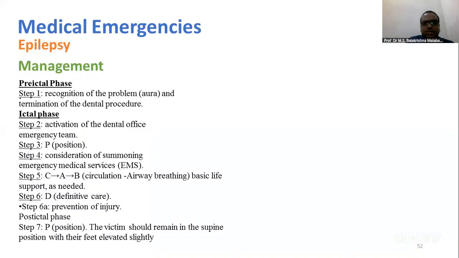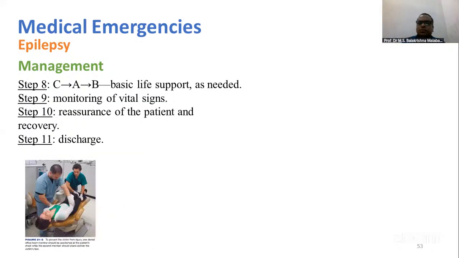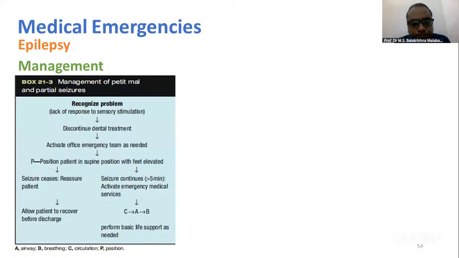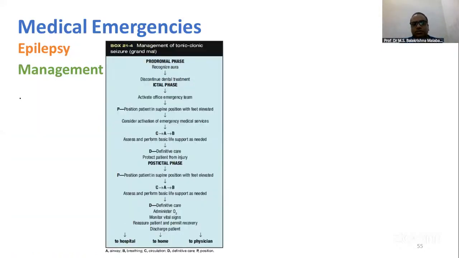Localized and generalized. So basically, stop the procedure in epilepsy, and the dental chair, bite guard or suction can be kept, and then you have to calm the patient. There will be vigorous movements. Make sure the patient does not hurt himself or herself. So basically keep the patient in supine position, right? Hold the patient, and then once the episode goes, if required, you can give diazepam, and then you can discharge only after confirmation. So this is what they bring written here also.